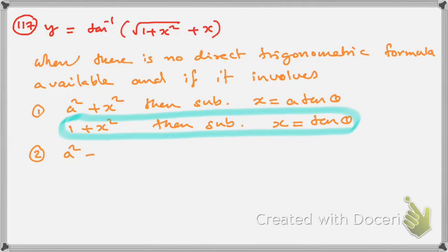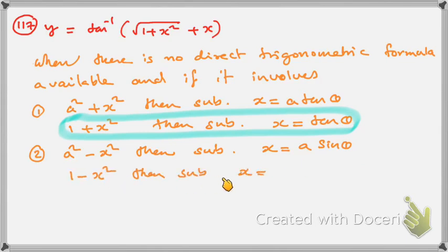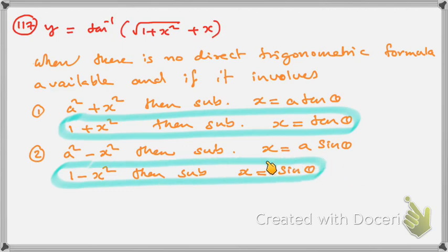Second case is, if it involves a square minus x square, substitute x is equal to a sine theta. For example, if it is 25 minus x square, 5 square minus x square, put x is equal to 5 sine theta. In particular, if it is 1 minus x square, then substitute x is equal to 1 sine theta, which is sine theta. So 1 minus x square, x is equal to sine theta.